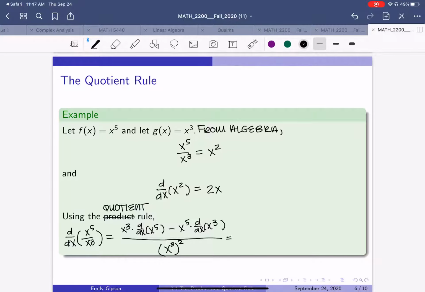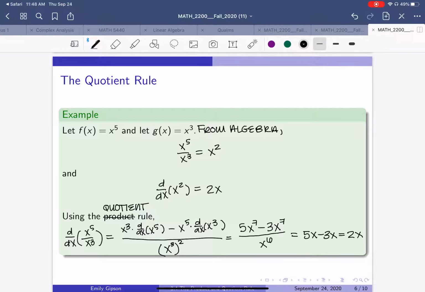Now I'm going to go ahead and simplify this step really quickly and just zoom through it, because we know the derivative of x to the fifth and we know what the derivative of x cubed is. So we have 5x to the fourth times x cubed, which is x to the seventh, minus 3x squared times x to the fifth, which is 3x to the seventh, all over x cubed squared, which is x to the sixth. So we can factor out 6 copies of x from the numerator and 6 copies from the denominator, and we're left with 5x minus 3x, which is simply equal to 2x.